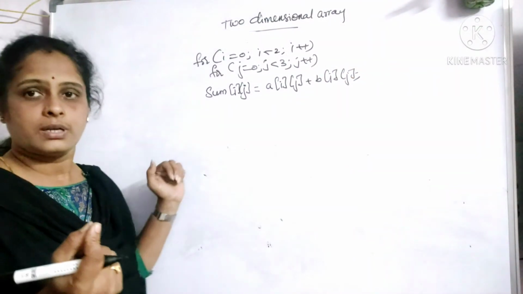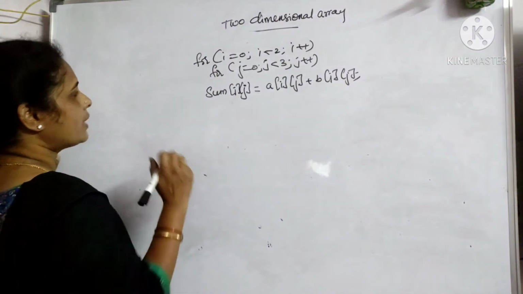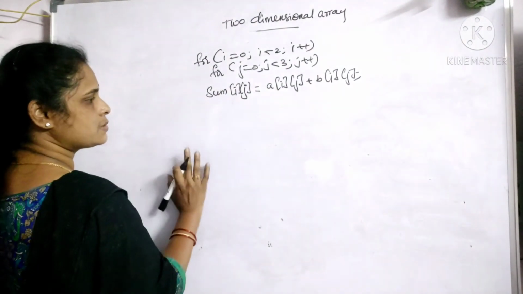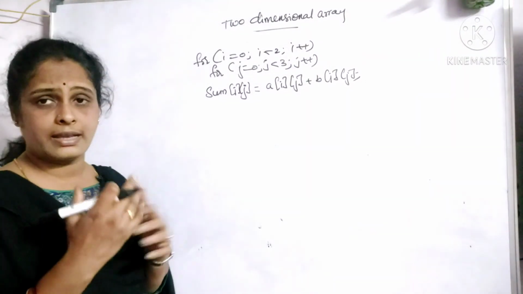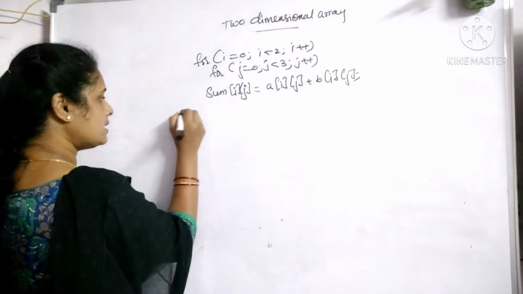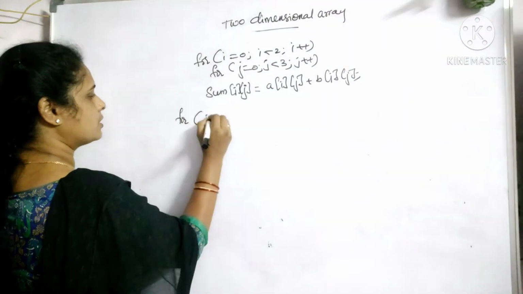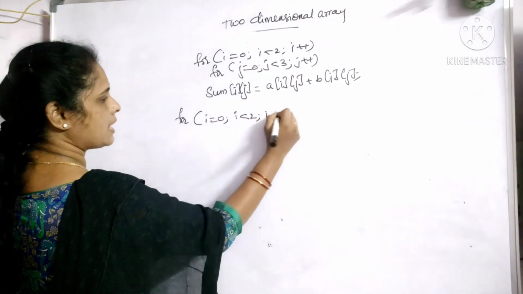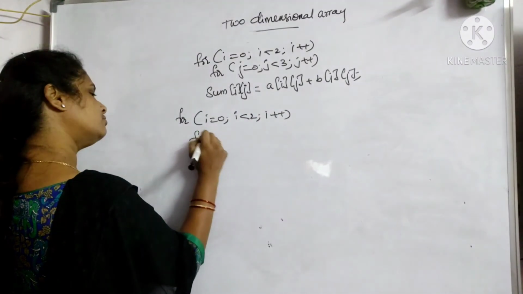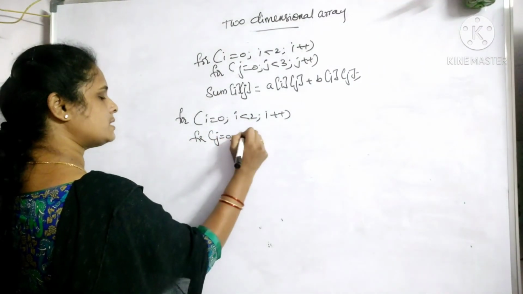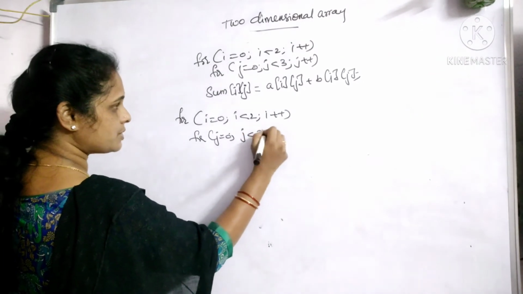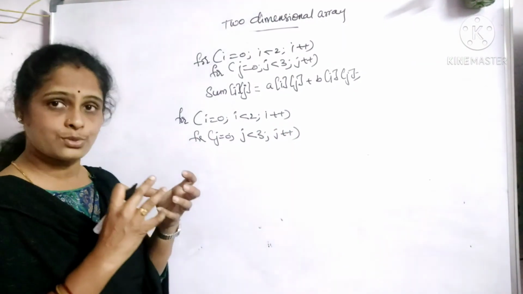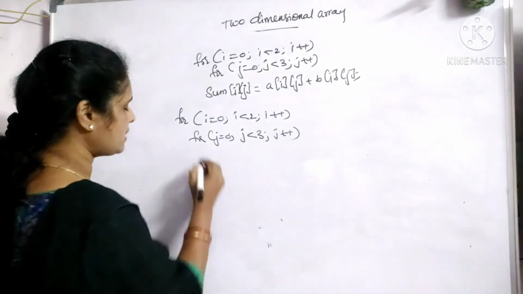Finally I need to display the elements in it. So how do I display the elements one by one? Up to here this task is over. Then I need to display elements one by one. So again I need to write a for loop here. For i is equal to 0, i less than 2, i plus plus. Then for j is equal to 0, j less than 3, j plus plus. When this is the case, what should happen? It has to display something. What is that something here?